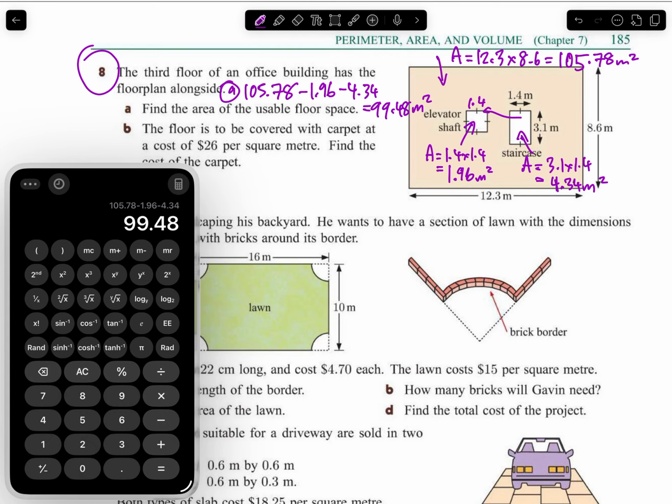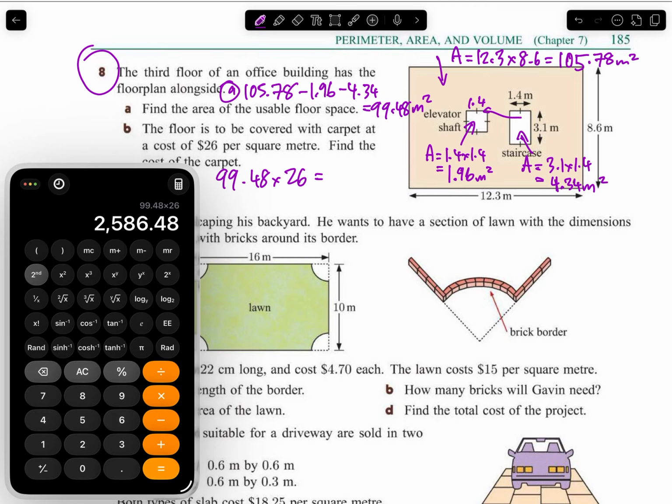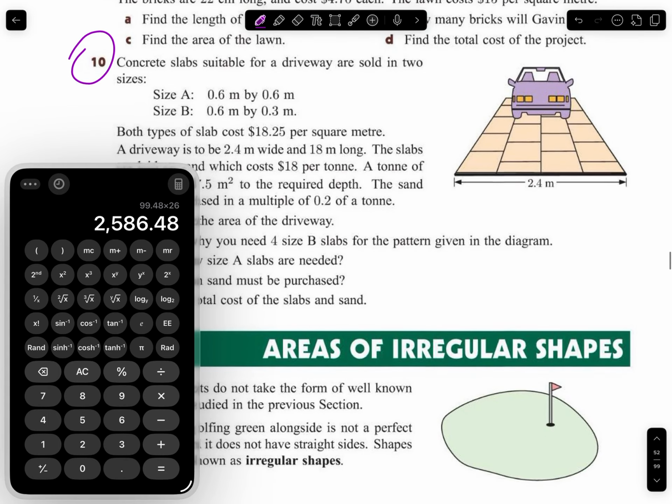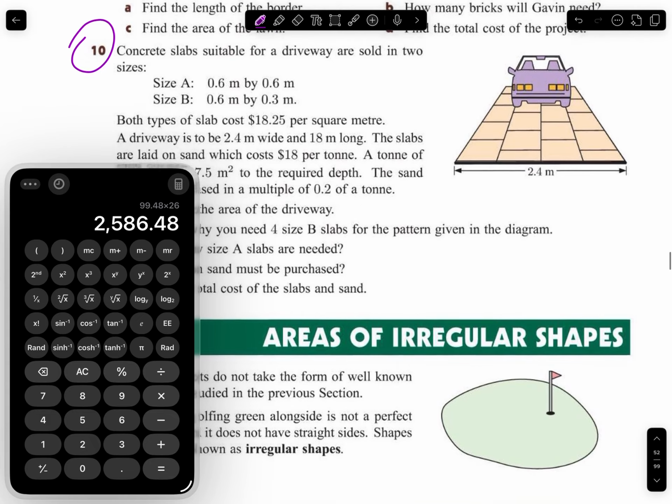Well, I know how many square meters there are, 99.48, and it costs 26 per square meter. So times by 26, $2,586.48. That's 8.10.